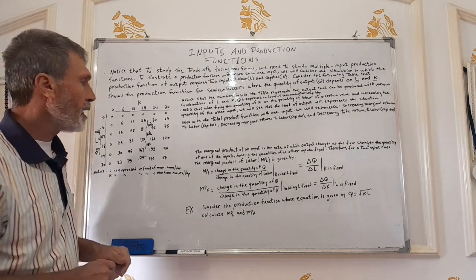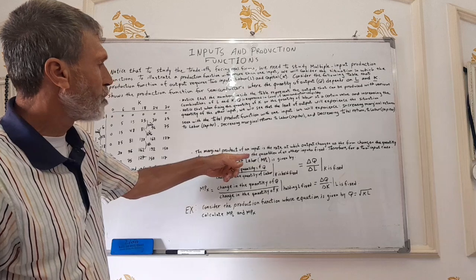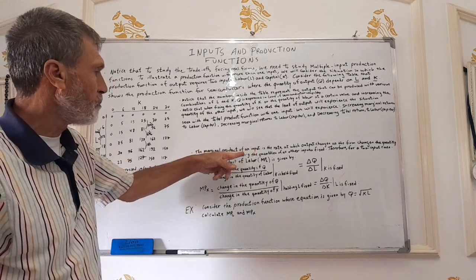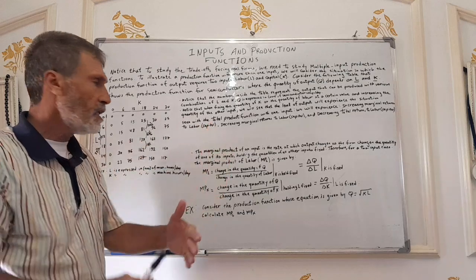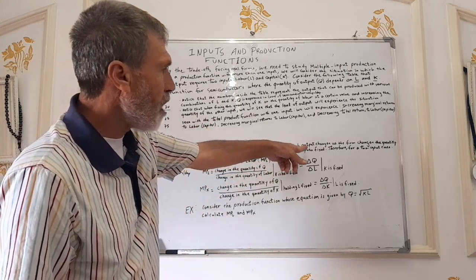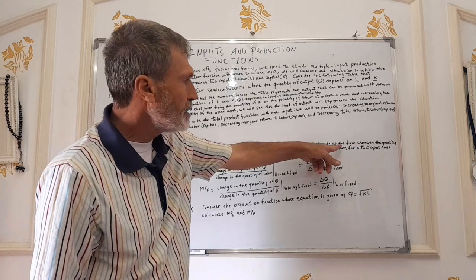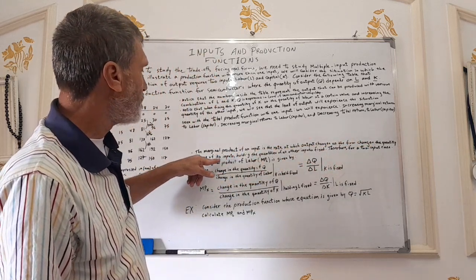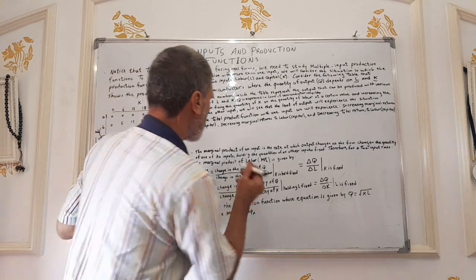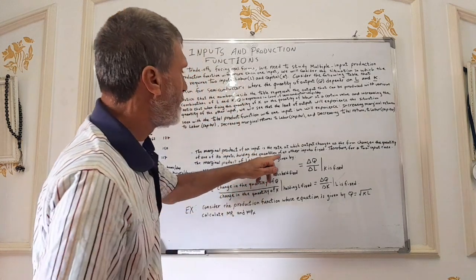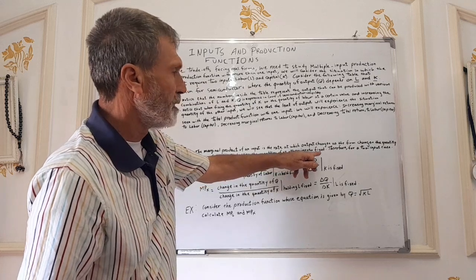Now let's look at the marginal product of an input. This is the definition of marginal product of an input. Marginal means additional. So the marginal product of an input is the rate at which output changes as the firm changes the quantity of one of its inputs, holding the quantities of all other inputs fixed.